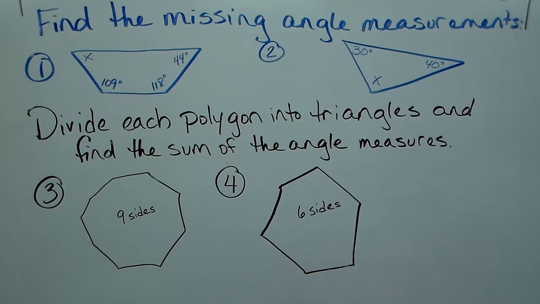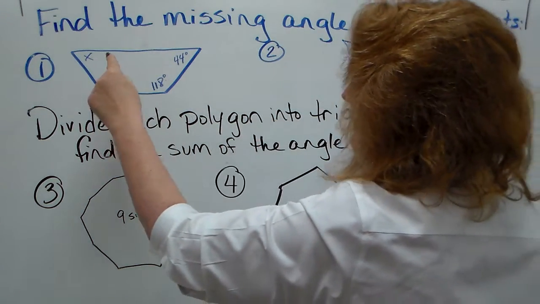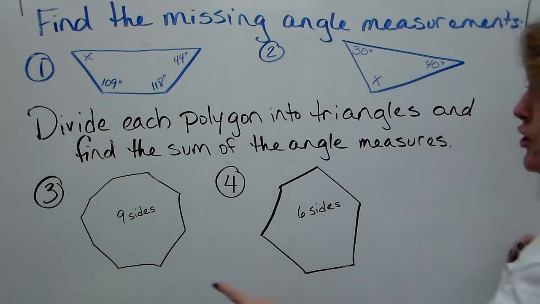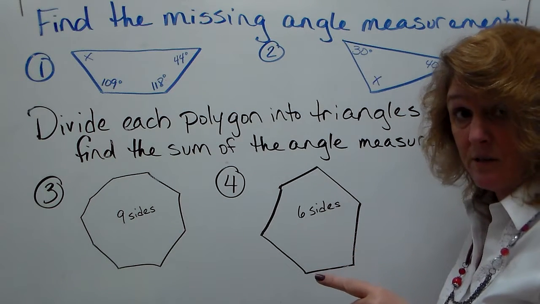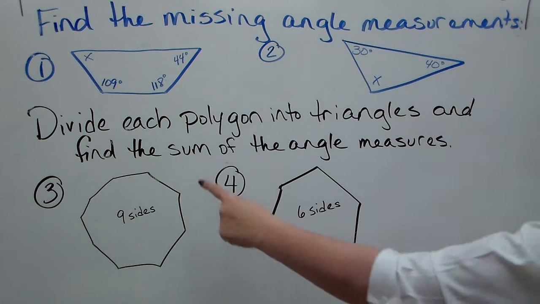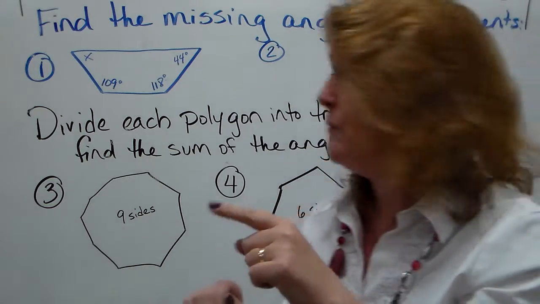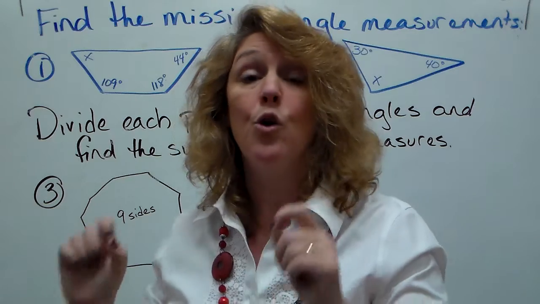All right, some real math for you to do. So here you go. I'd like you to try these 2 things. First, you're going to find the missing measurements, one from here and one from here. Then you're going to divide each of these polygons into triangles. You're going to multiply the number of triangles times 180 so that you can tell me the sum of the angle measures. Now, if there's something that you can't do on here or you're not sure about, rewind.